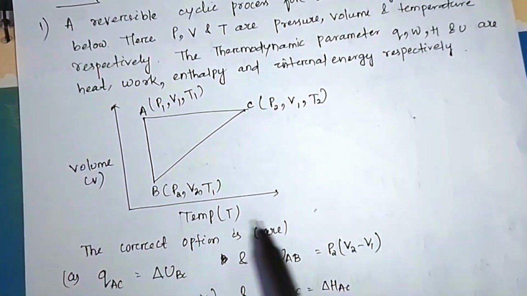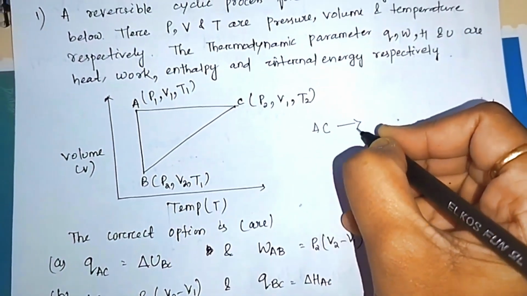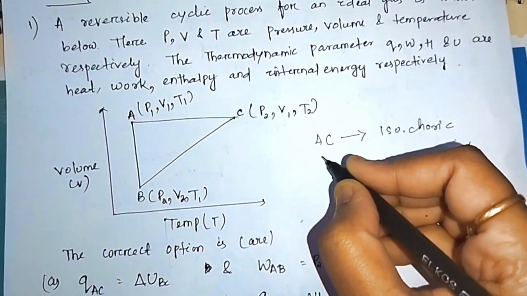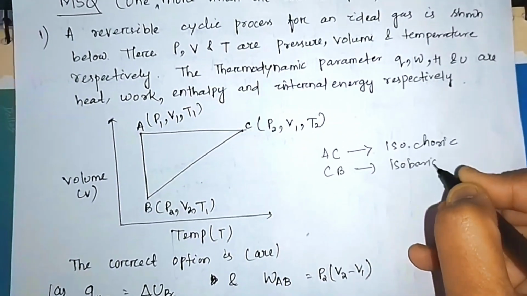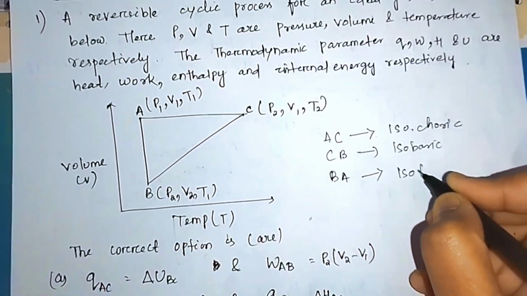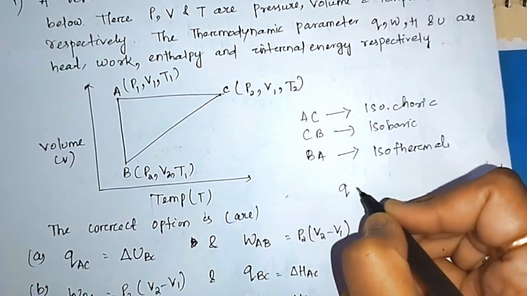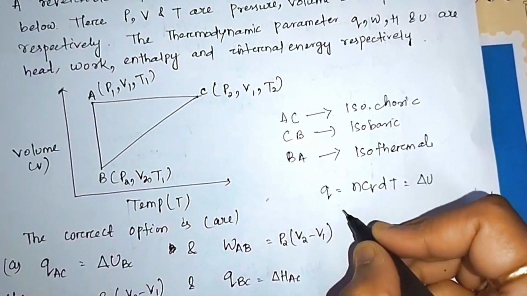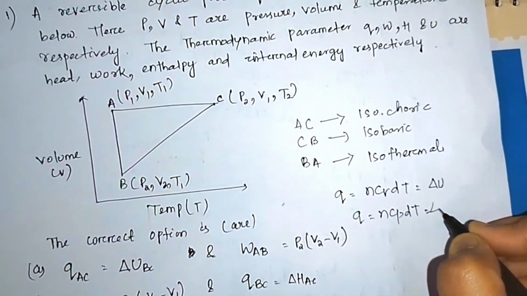Here the graph is plotted between volume and temperature, and in the path AC the volume remains constant, that means this is isochoric in nature. In the path CB pressure remains constant, meaning isobaric, and in the path BA temperature remains constant, meaning isothermal. There are certain formulas: Q is equal to nCv dT is equal to del U, and Q is equal to nCp dT is equal to del H.